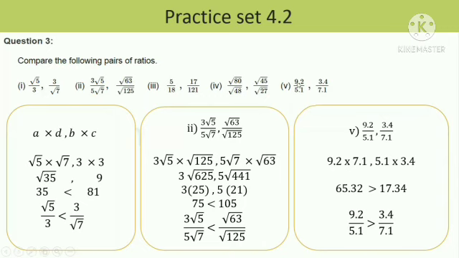Now see the fifth one, that is of the decimal point: 9.2 upon 5.1 comma 3.4 upon 7.1, and now we are doing cross multiplication. So after cross multiplication we'll get two answers, 65.32 and 17.34. So obviously 65.32 is greater than 17.34, and hence the first ratio is greater than the second.